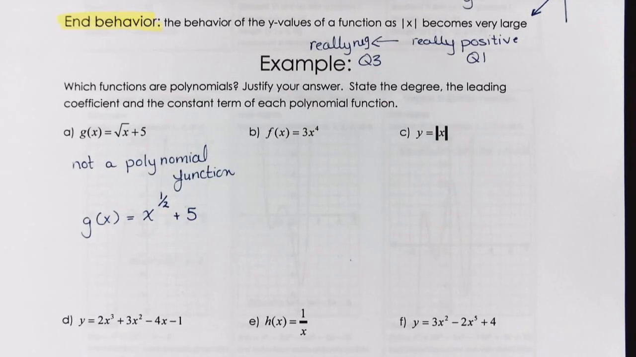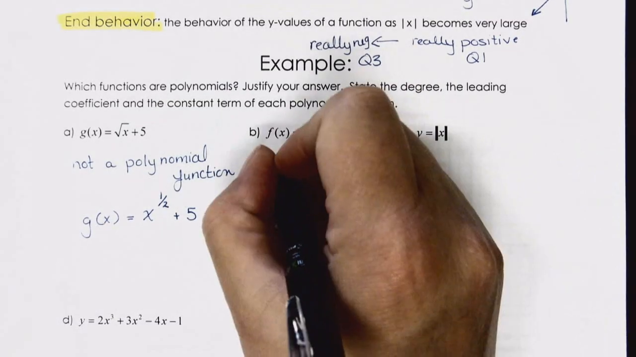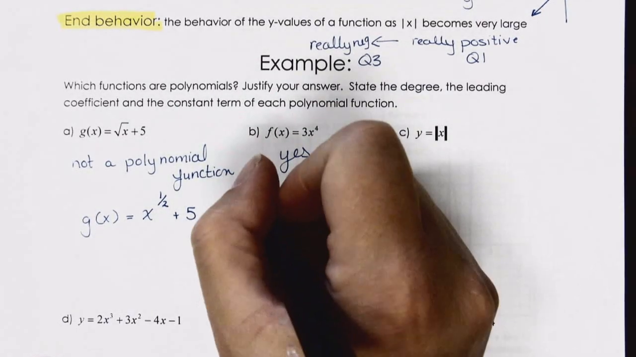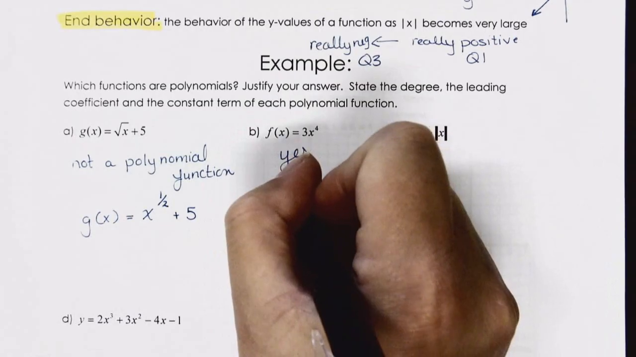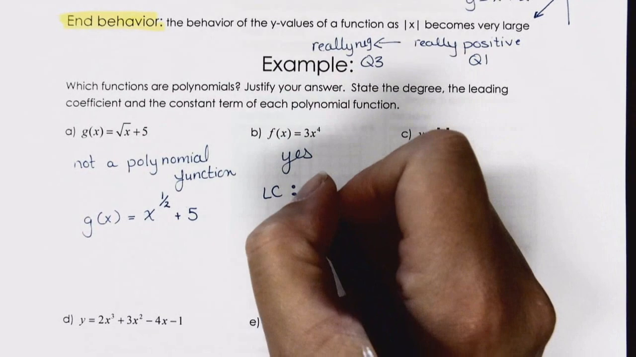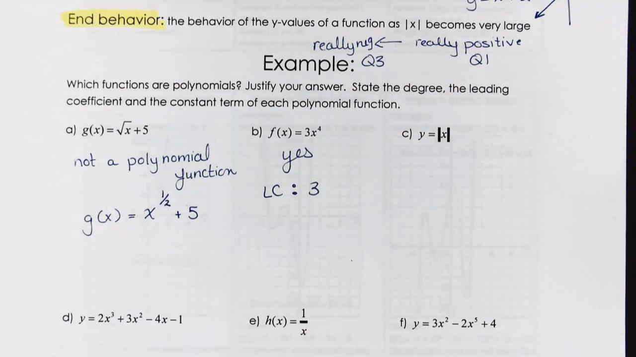Okay. 3x to the exponent 4. Is that a polynomial function? Yes. All right, so what's the leading coefficient on this one? Do you guys know what I mean by leading coefficient? 3. Okay, yeah, definitely 3. But that's a coefficient. What does leading coefficient mean? The leading coefficient is the coefficient on the term that has the highest exponent.